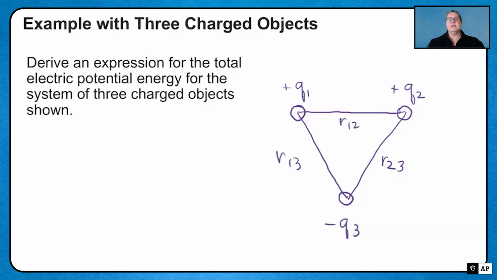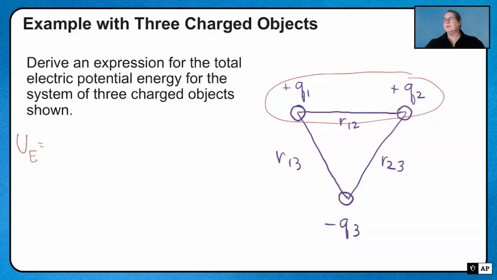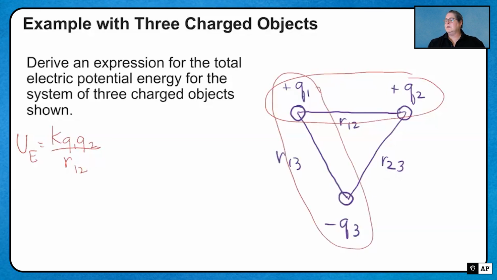So what we have to do is identify the pairs. The first pair I'm going to do is Q1 and Q2. The electric potential energy, I'm going to have to add all these up. So I'm going to have K times Q1 times Q2 divided by the distance between them, which is R1,2. Next, I want to do 1 and 3. And I notice that there's a negative sign on 3 here, so I'm just going to pull that out front. And I'm going to have K Q1 Q3 divided by R1,3.